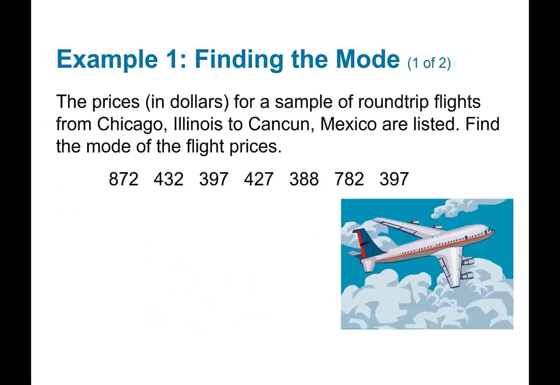So going back to our flights from Chicago to Cancun, let's find the mode of this data set. So our mode is just going to be the data value that shows up the most. So in this case, every single flight price shows up once, with the exception of $397. We have two flights that cost $397. So $397 is our mode.